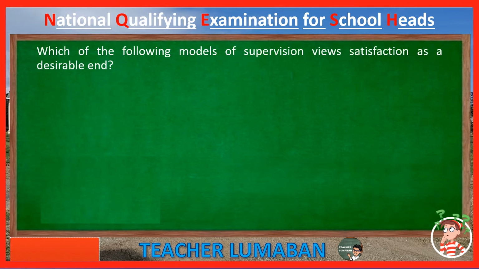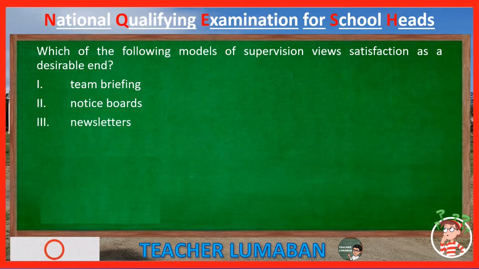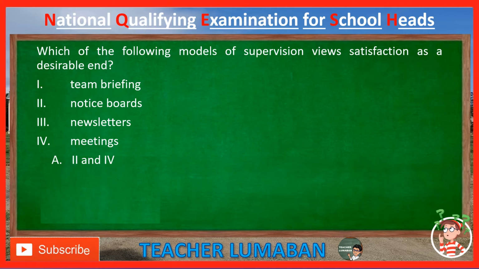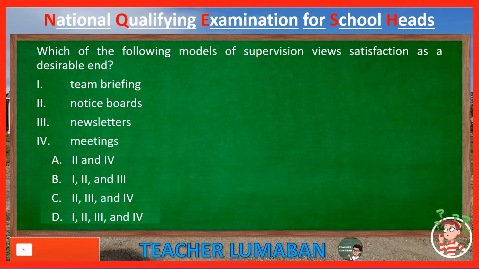Which of the following models of supervision views satisfaction as a desirable end? Roman numeral 1, team briefing. Roman numeral 2, notice boards. Roman numeral 3, newsletters. Roman numeral 4, meetings. Letter A, Roman numerals 2 and 4. Letter B, Roman numerals 1, 2, and 3. Letter C, Roman numerals 2, 3, and 4. Letter D, Roman numerals 1, 2, 3, and 4. Choose the suitable answer based on the given choices in 5 seconds.